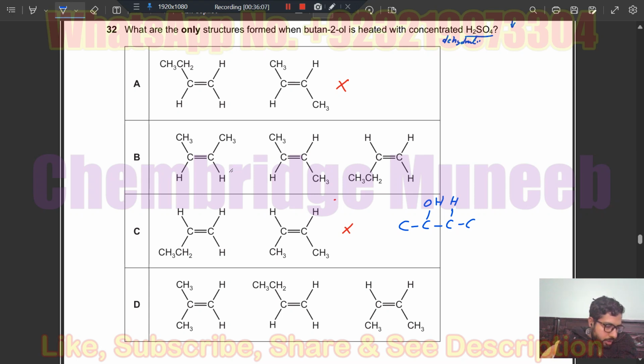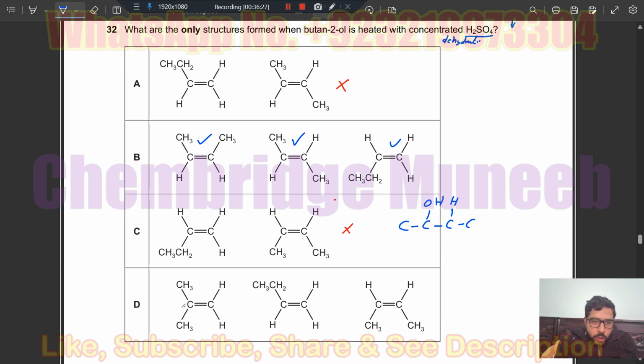So here the cis-trans isomers are present, this one and this one. They both are cis-trans isomers, and this structure is the one which is produced when the hydrogen was removed from the first carbon instead of the other carbon.